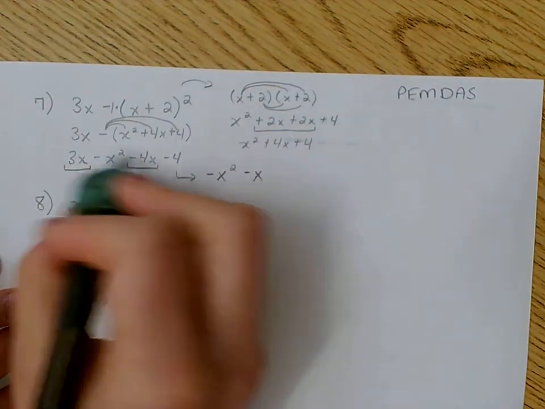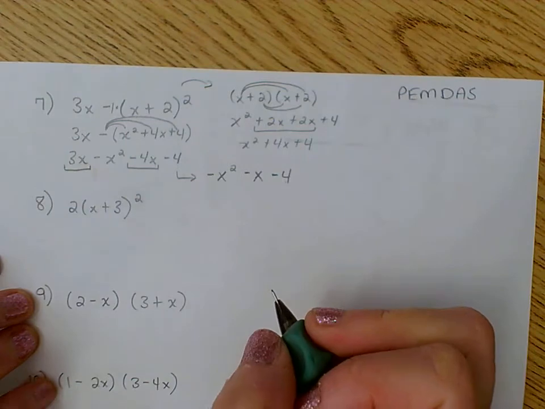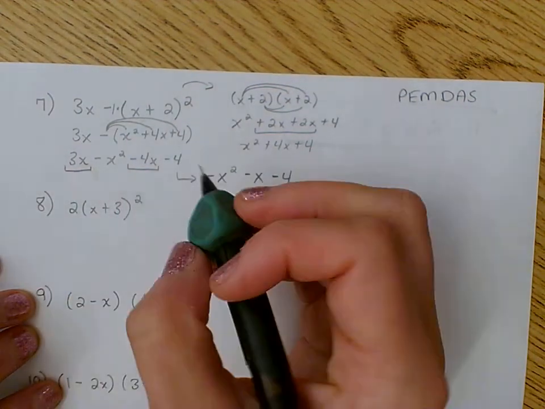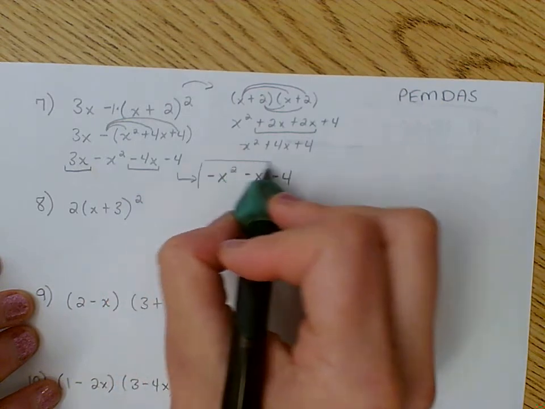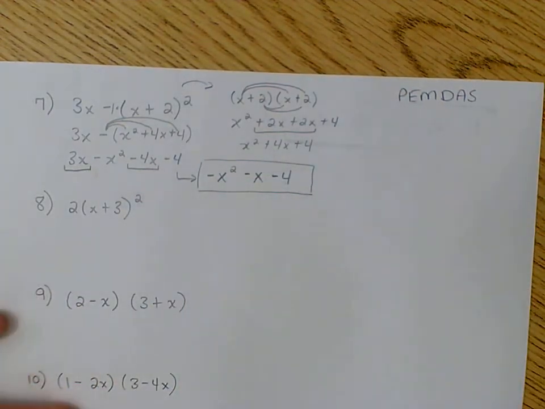And then, so we've done all that. And then the only thing that's left is that negative 4, okay? And then just double check and make sure you didn't miss anything, and make sure it's in standard form, highest degree to lowest degree, and then you've got it, okay? So that would be your answer.